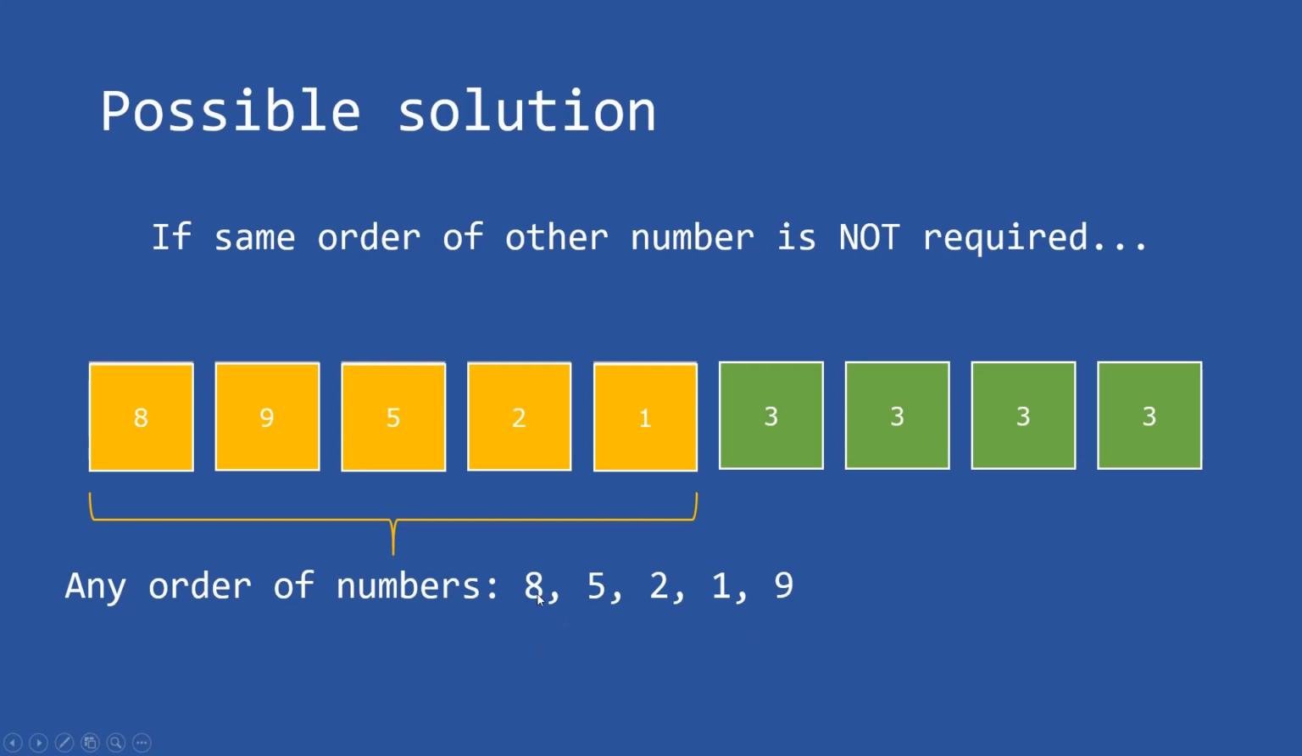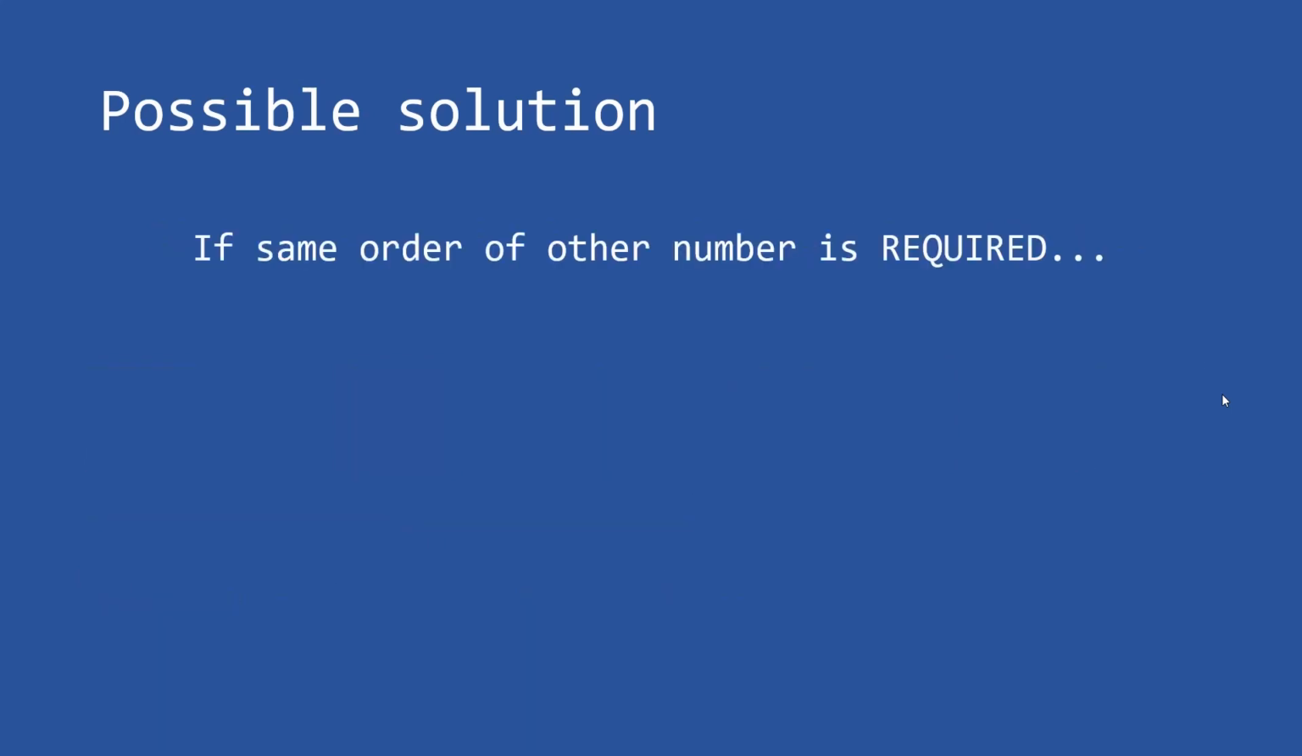Any permutation of 8, 5, 2, 1, 9 you can place in this beginning part, with all the threes at the end of the array, and all those would be solutions to your problem, but the order of these numbers would not be the same as in the original array. Now as soon as you provide this kind of solution to your interviewer, the smart ones would ask, okay, can we do something where the order of these numbers will be maintained? So that is exactly the other approach.